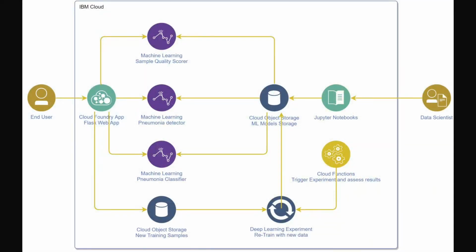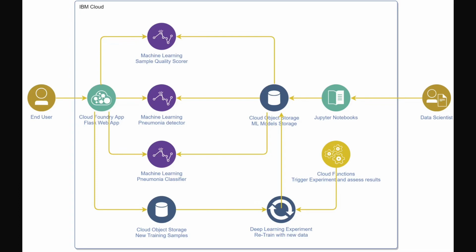This is the diagram of how the application is hosted in IBM Cloud. It uses 6 different services. Jupyter Notebooks allow data scientists to perform experiments, test, and deploy models. Cloud Object Storage stores models and training data. Machine learning models, we use these to run models used for pneumonia detection, classification, and sample scoring.